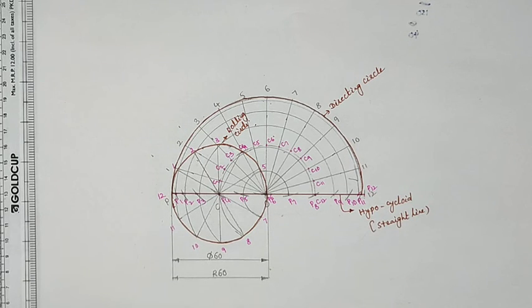Like that you can follow the same procedure, and we will locate the different points P1, P2, P3 and P4 up to P12. So these points are obtained as a straight line. This straight line we can call the hypocycloid. So whenever the subtending angle theta is equal to 180 degrees, the hypocycloid curve is obtained as a straight line.